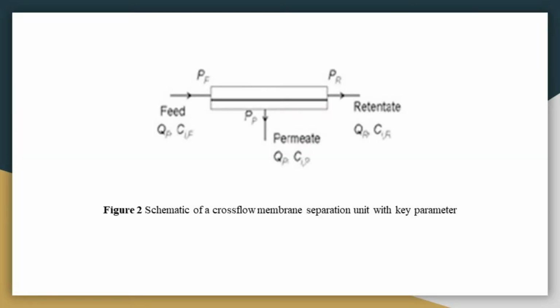In figure 2, it is a schematic of a cross-flow membrane separation unit with key parameters. So how do we understand cross-flow filtration? Cross-flow filtration is a filtration process in which feed water flows tangentially across a membrane surface. It is widely utilized in wastewater filtration. The turbulence created across the membrane surface provides optimal flux performance and prolongs filter functionality.